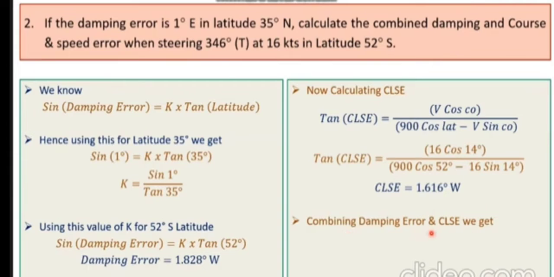Combining both these errors together, since they are both of the same names, we add them together and get the complete or total gyro error as 1.828 degrees plus 1.616 degrees. The answer comes to 3.444 degrees and the direction remains west or high.